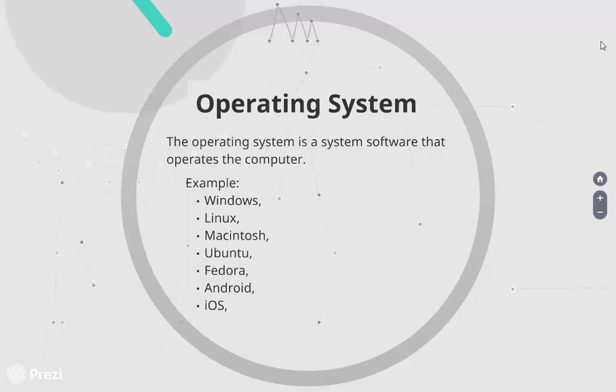Different companies have their own operating systems. Microsoft has Windows, with different versions, 8, 7, 10. Linux is another one, which is an open source operating system. Macintosh is of Apple. Ubuntu, Fedora, Android is of Google. iOS works on Apple phones. So these are different examples of operating systems.